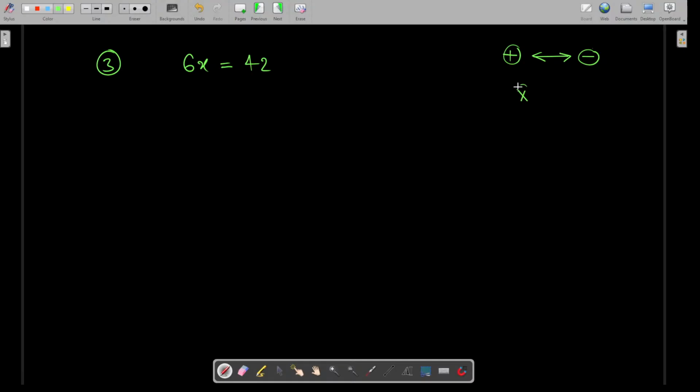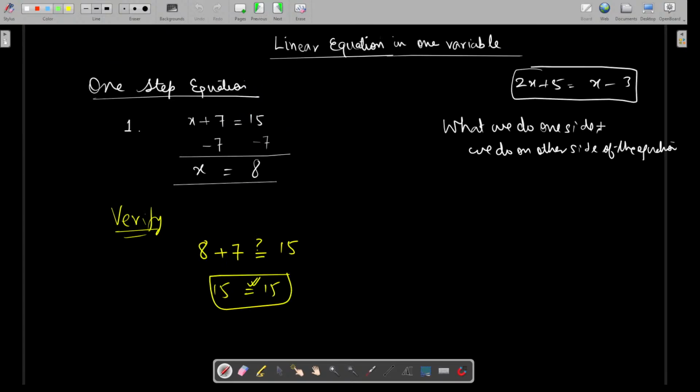Similarly, the inverse of multiplication is division, and the inverse of division is multiplication. They are the inverse operations, okay? So this x is multiplied by 6. To undo the multiplication, we have to divide by 6. So we divide by 6 on one side, but we cannot just do it on one side. As per the rule that we saw, what we do on one side, we do on the other side of the equation. This is done to maintain the balance of the equation.